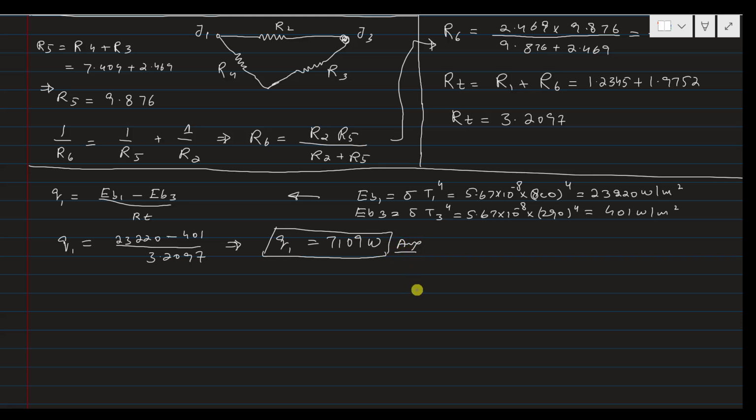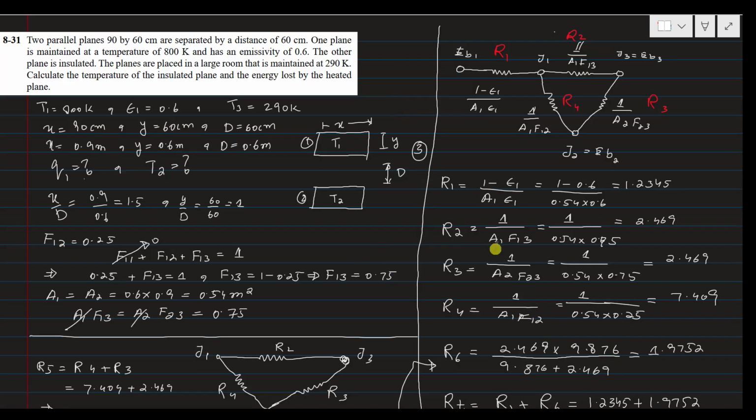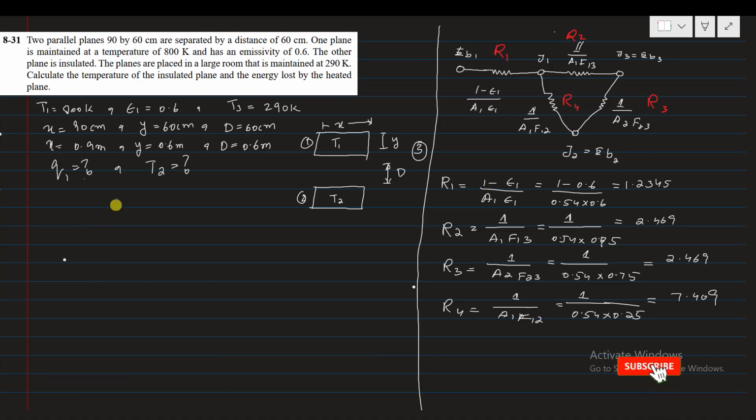Next is to find the temperature of the second plane, T2. Look at the node analysis at this J2. J1 minus J2 divided by its space resistance plus J3 minus J2 divided by its space resistance will be equal to 0. This is the summation of all the heat entering this node 2, which will be 0. Next we need to find the temperature T2, the temperature of the second plane.